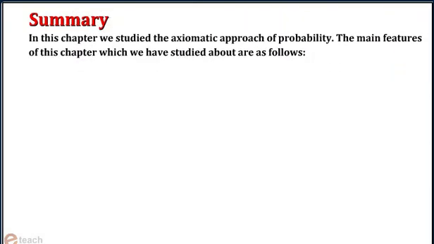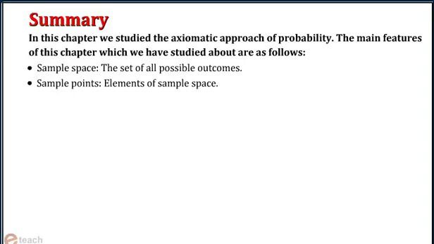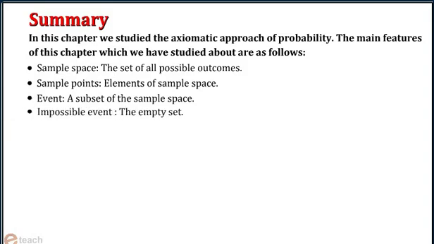In this chapter, the axiomatic approach of probability, the main features of this chapter which we have studied about are as follows. Sample space, the set of all possible outcomes. Sample points, elements of sample space. Event, a subset of the sample space. Impossible event, the empty set. Sure event, the whole sample space.